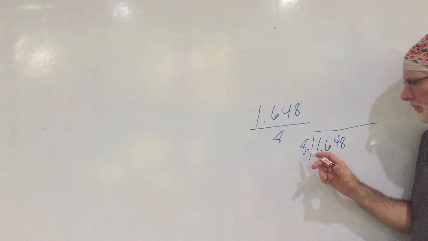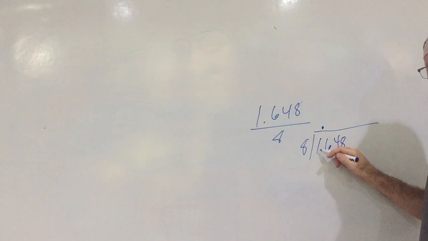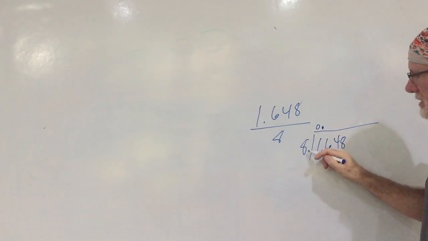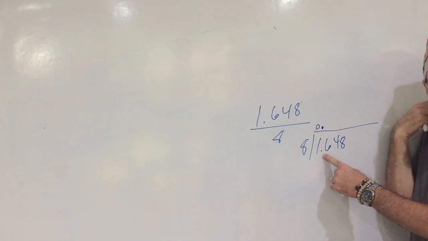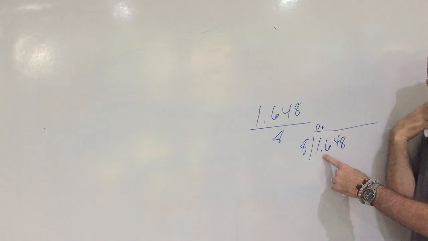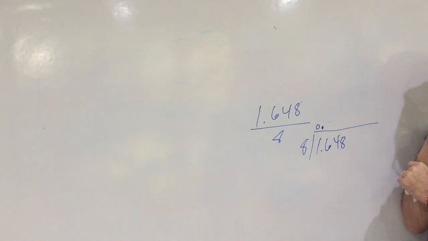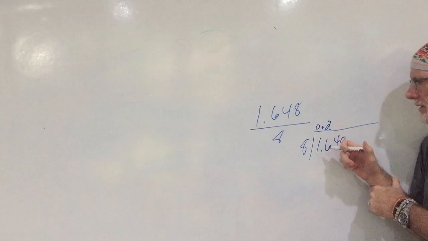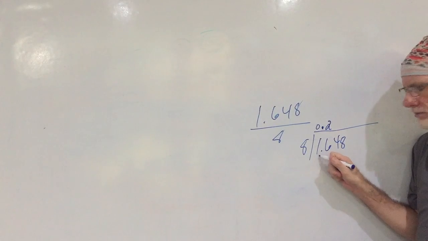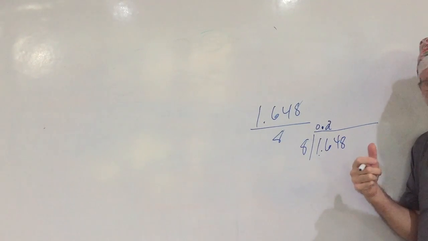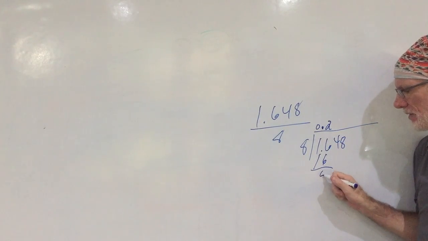Here's the decimal point. Does 8 go into 1? No. Does 8 go into 16? Yes. You're ignoring the decimal point in the dividend, aren't you? So how many times? 2. 2 times 8 is 16. And then that's 0, right?